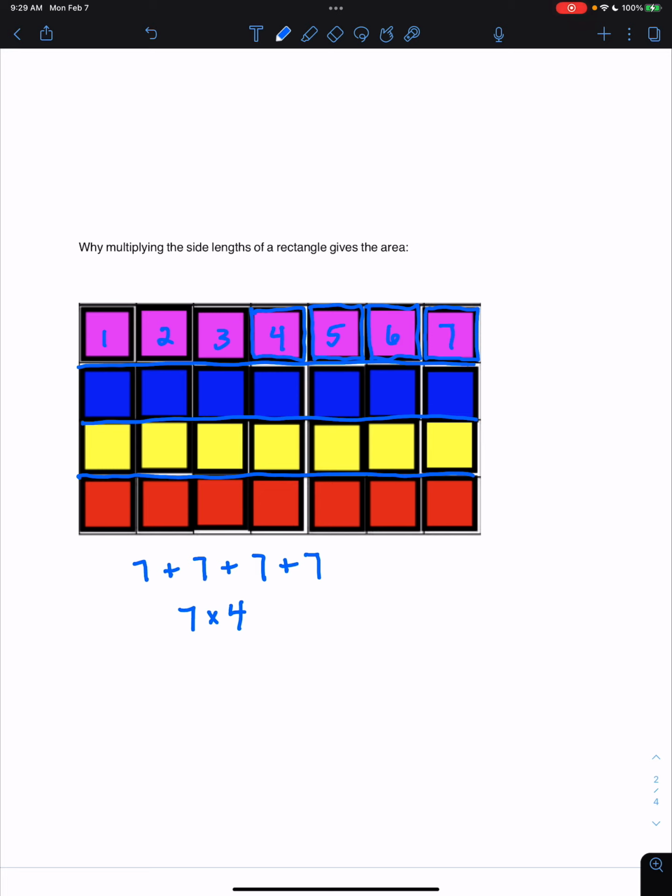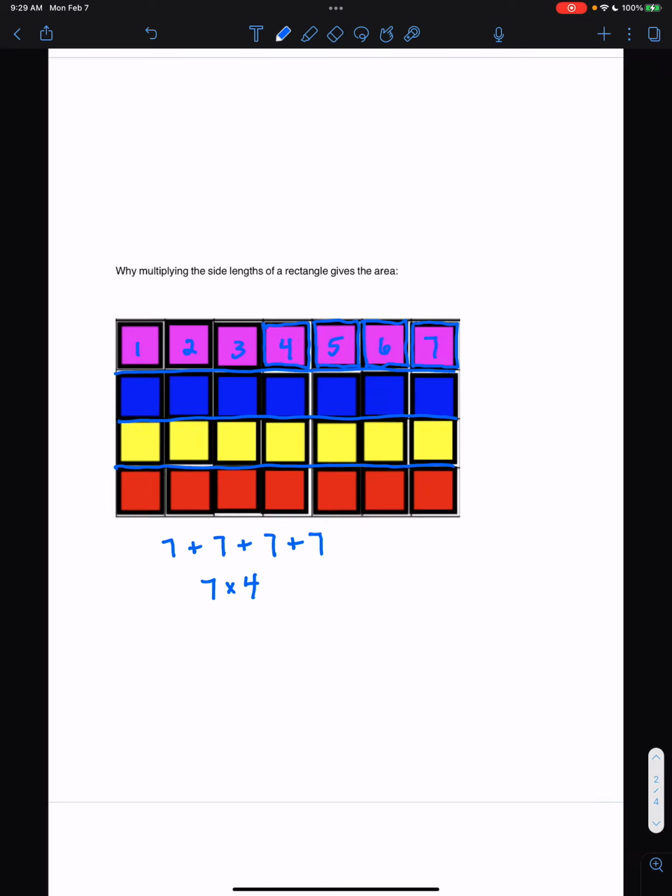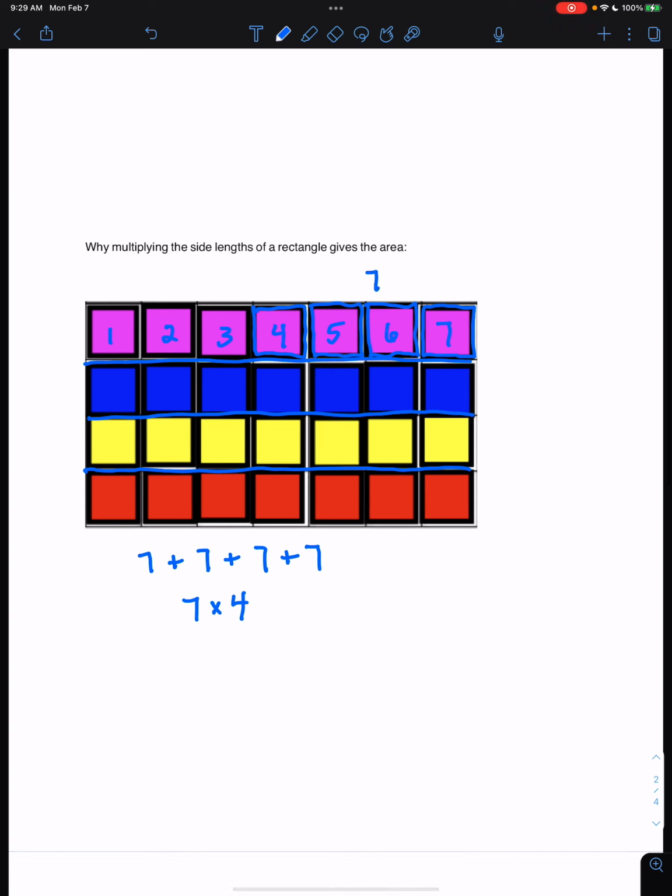Length times the width is sometimes confusing for students because they don't understand, well, if I'm multiplying length and width, I'm multiplying two one-dimensional units. The length is 7 units, and the width is 4 units. How do I get squares out of that, right?